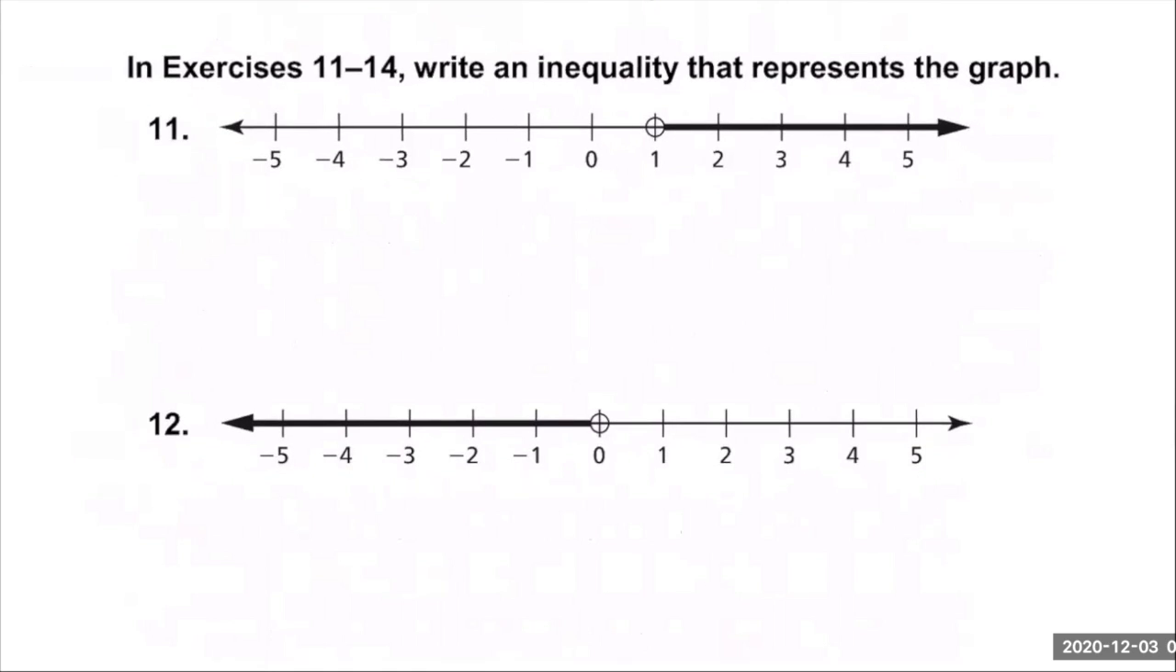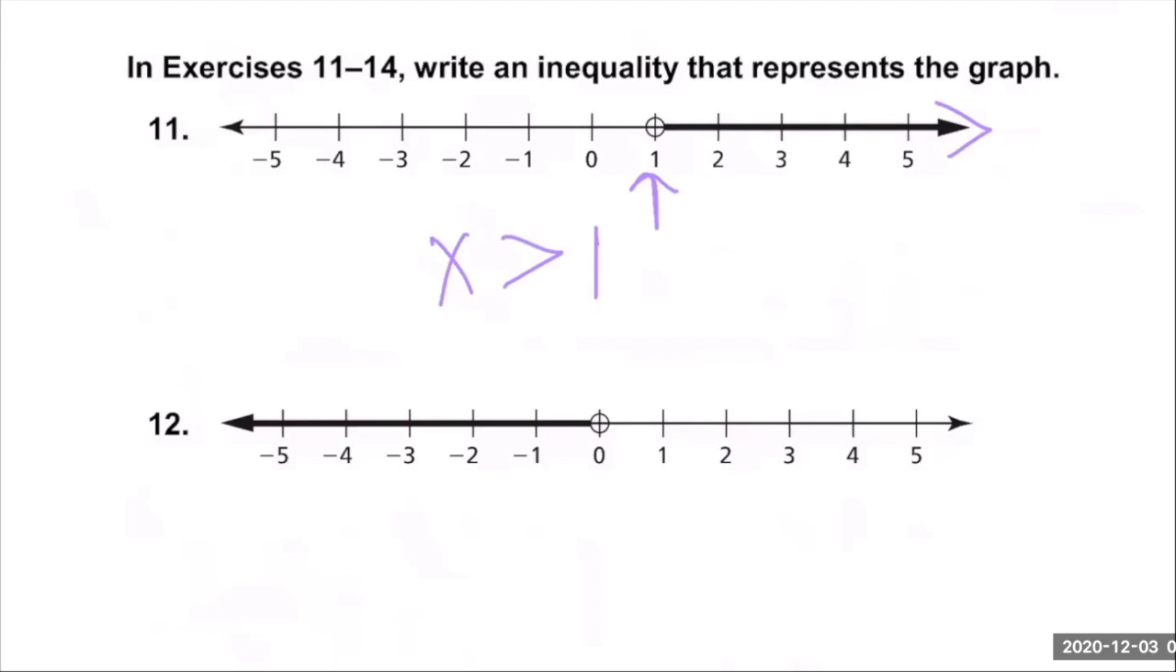And so I'm going to do 11 and 12 with you, and then you will do 13 and 14 on your own. Open circle, which means I'm not going to use my less than or equal to or greater than or equal to sign. That's the way my line is going. So there is my symbol and my number is 1, and we're just going to use X. So X is greater than 1.